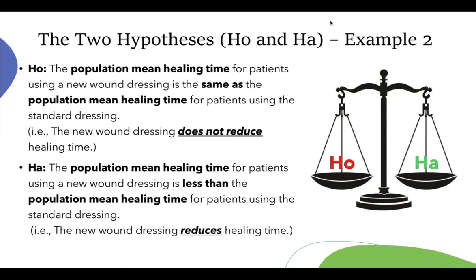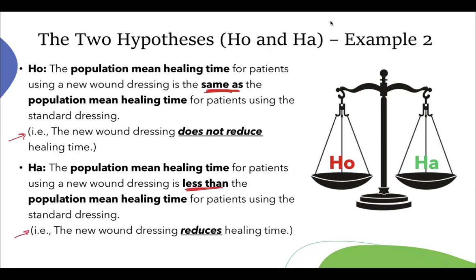Okay. HA, the population mean healing time for patients using a new wound dressing. This time, we're using the term less than the population mean healing time for patients using the standard dressing. In other words, the new wound dressing reduces healing time. So some explanation, this and this, not officially part of the way we state alternative and null hypotheses, but it offers an explanation here. So see the similarity between the previous example and this example.